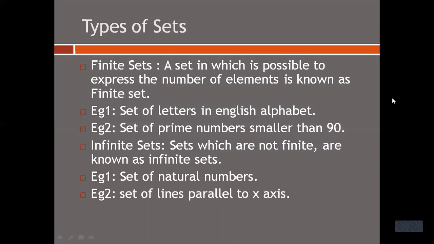Now infinite sets. Sets which are not finite are known as infinite sets. Example, set of natural numbers. When you write this as a set, we can write the starting number, but we cannot write the ending number. That is why it is an infinite set. Now, set of lines parallel to the x-axis. We have infinitely many lines parallel to the x-axis, so this is also an infinite set.